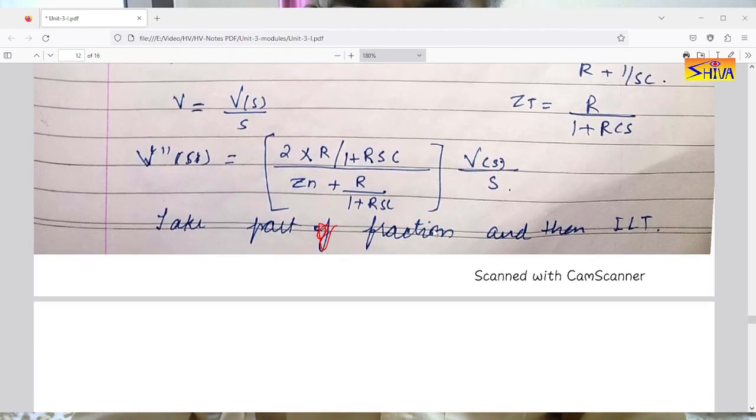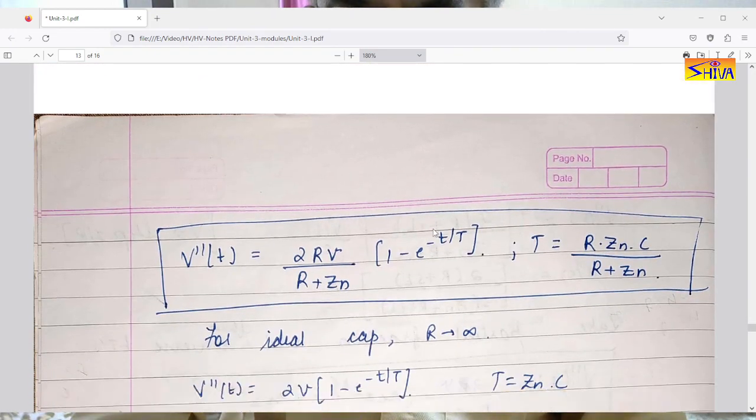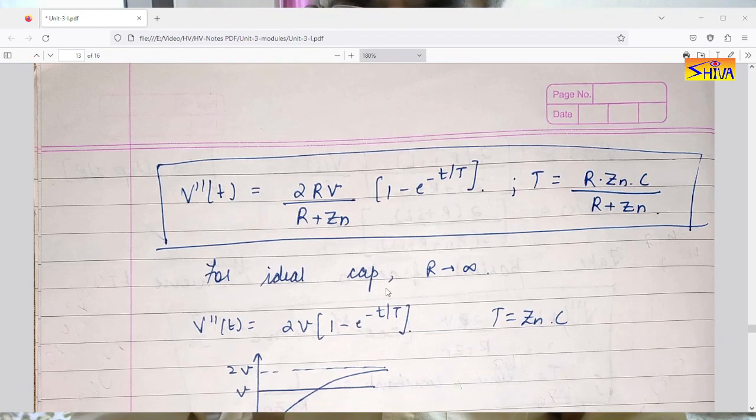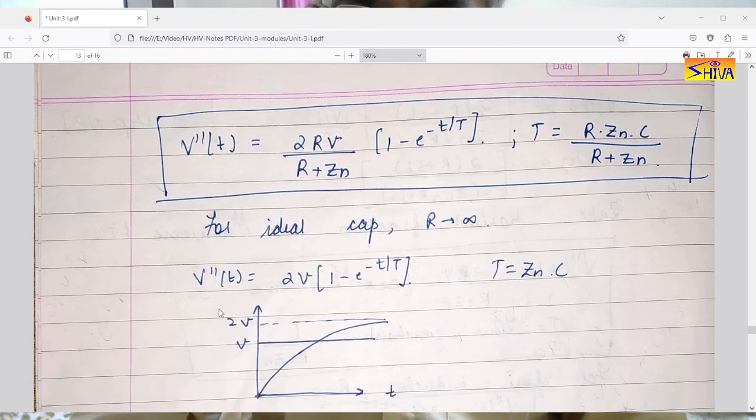Now if we consider pure capacitance, then R in this circuit will be infinity. So if we substitute R equal to infinity, then we get this expression: V double dash t is equal to 2 times V in bracket 1 minus e to the power minus t upon tau, and tau, that is the time constant, is Zn into C.